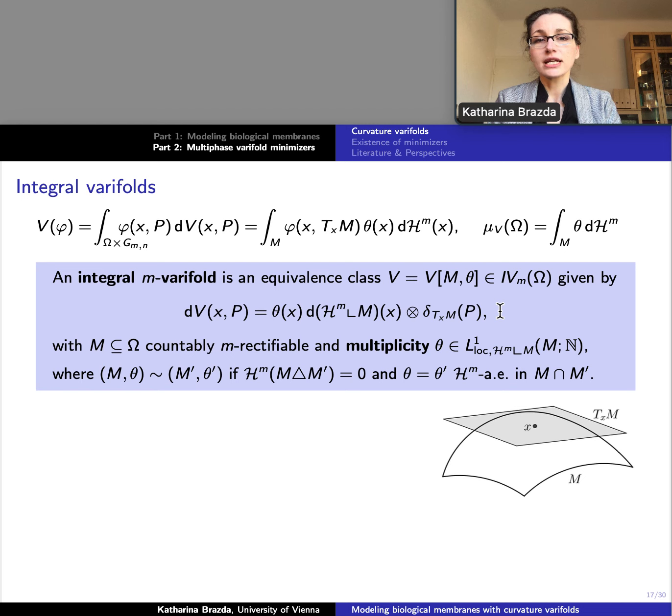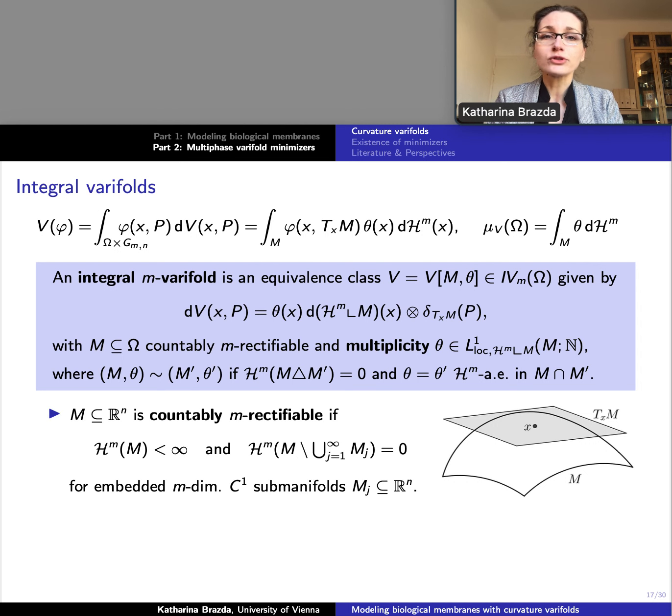The action of an integral varifold on a test function then has this form here, and its mass is simply given by the area of M, but weighted by the multiplicity theta. And this property is indeed very reasonable. If two surfaces approach each other to eventually partly overlap, then their varifold limit will be given by the limit surface, but with multiplicity 2 in the overlap region.